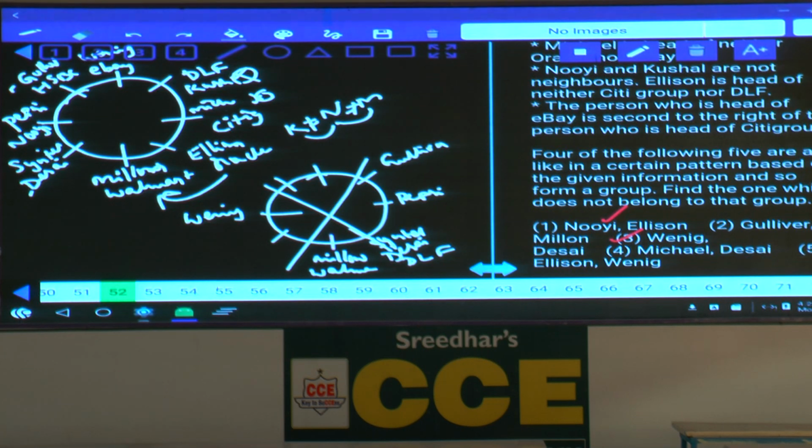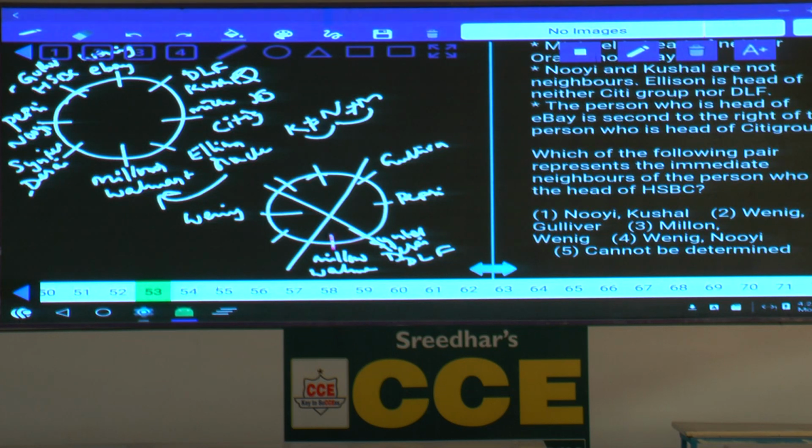Choice 4, Michael and Desai: Desai is third to the left of Michael. Are you following or not? Next, the fifth one, Ellison and Wenning: Ellison is third to the left of Wenning. Hence, except choice 3, in the remaining the second person is third to the left of the first person, whereas in choice 3 it is third to the right. Clear now? Only 3 is the odd one.